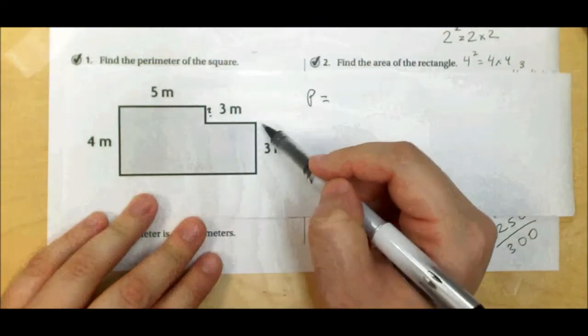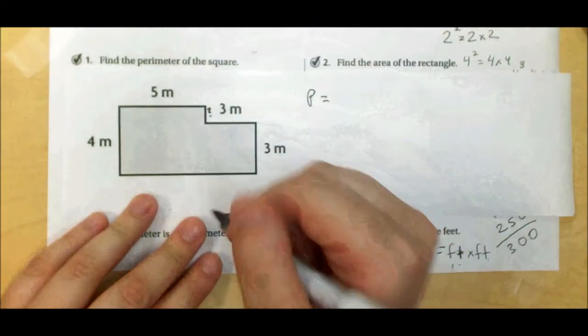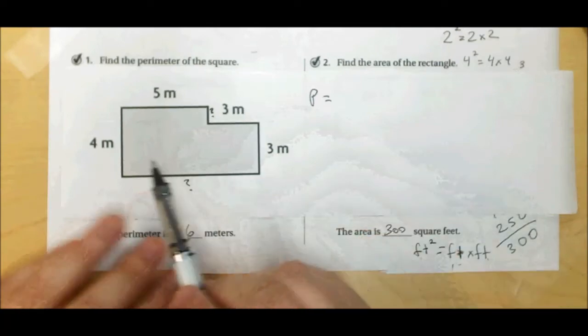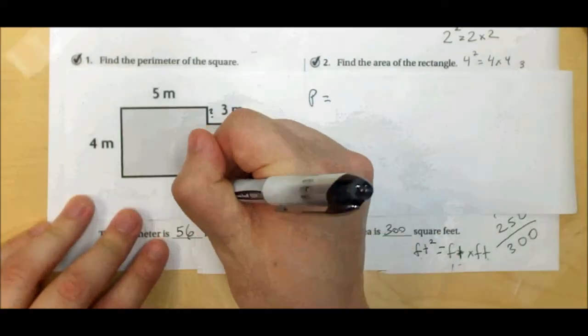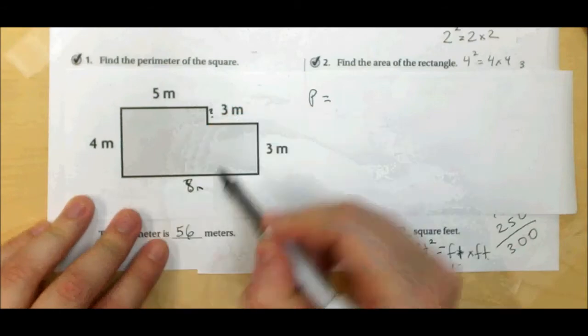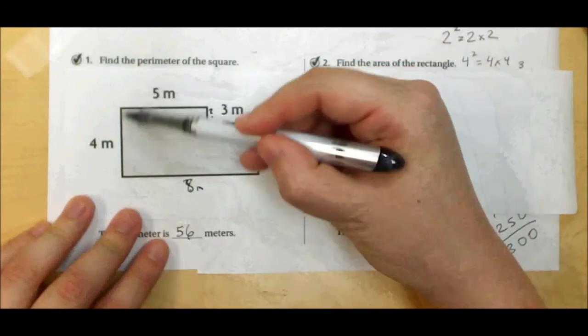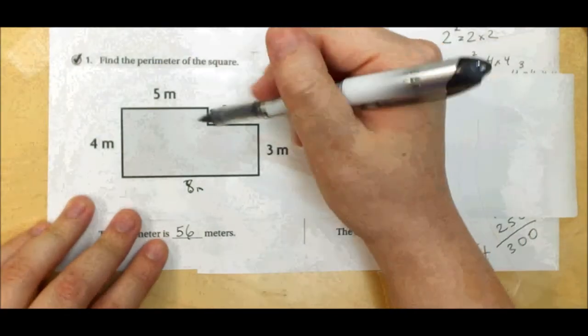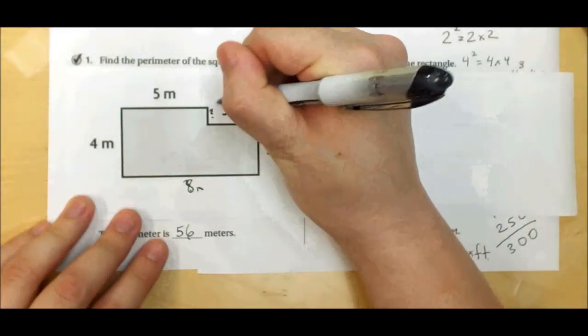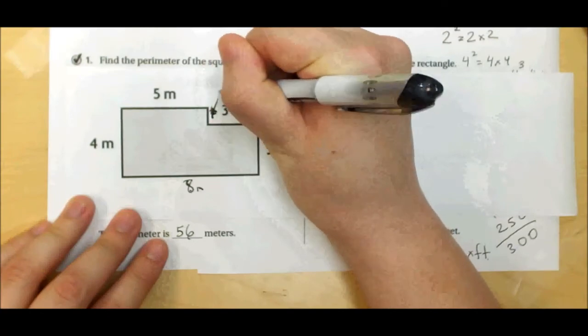This is 3 meters, this is 3 meters, and we don't know what this side is. So this one's pretty easy to figure out. 5 plus 3 would be 8 meters. So that's 8 meters. Now what is this? Well, this is 4 meters and this is 3 meters. So if I were going to subtract these two, I would be left with this little bit here. So that is actually going to be 1 meter.